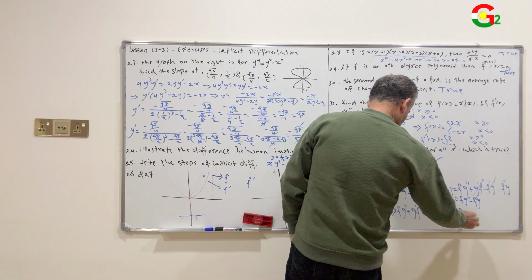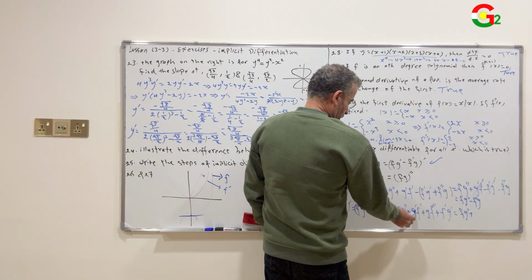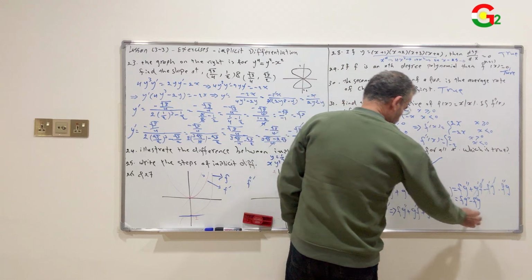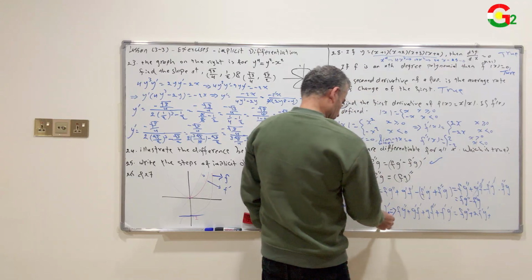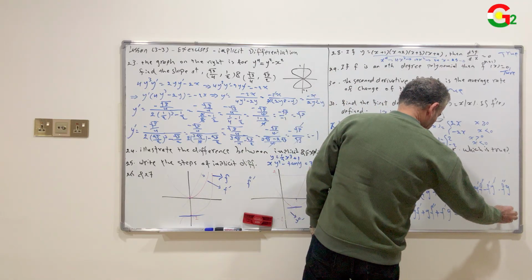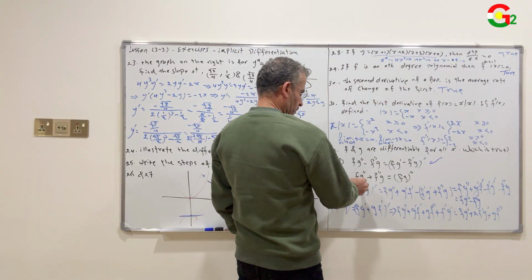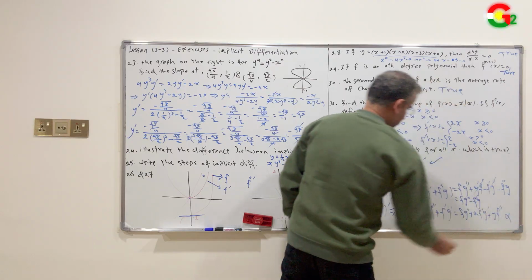f g double prime plus f prime g prime plus f prime g prime, 2 f prime g prime, plus g f double prime. It is not equal to the left side, so it is false.